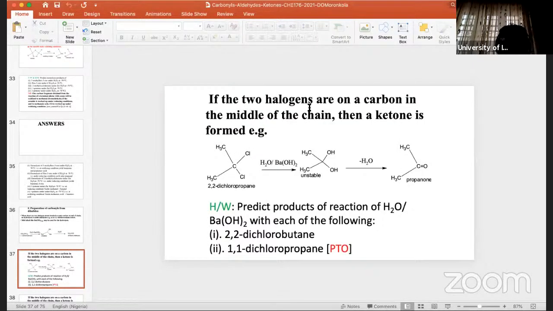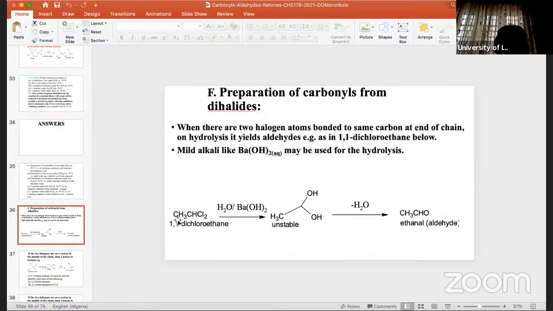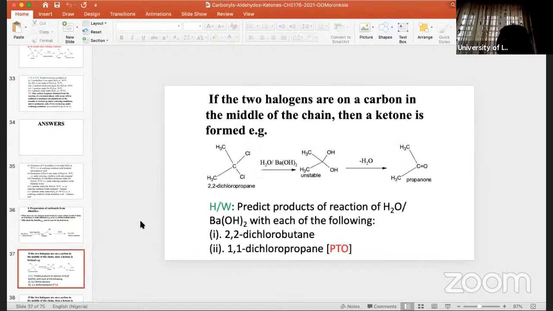Now, if the two halogens are on a carbon in the middle, that one was terminal on 1,1 on the very first carbon, and that's why you're having aldehyde. But if the dihalide bonding is in the middle of the chain, that is not terminal, then you have a ketone being formed. Look at this example. We have a 2,2-dichloropropane under this mild alkali, barium hydroxide, hydrolyzing, you have the diol, which finally results to give you propanone, which is a ketone in that case.